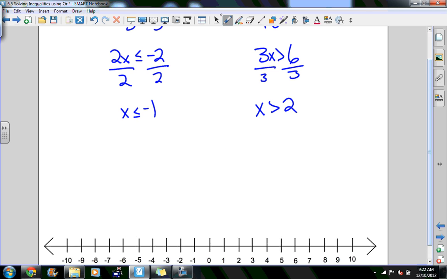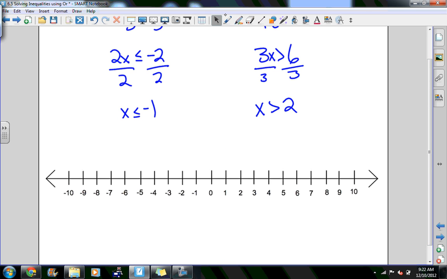Hopefully I have a graph. There we go. So this one, we are less than or equal to -1, so we have to shade in this, and we're going to shade this way. And this one, we're greater than 2, so we're going to shade this way. So every number is a solution except the numbers in between -1 and 2, and including 2. Okay? Last one, here we go.